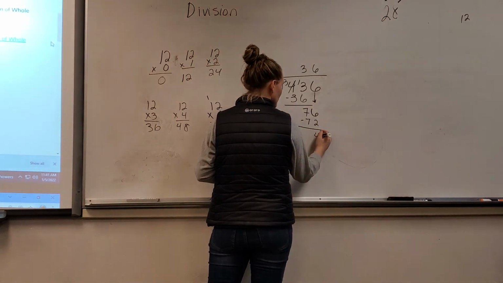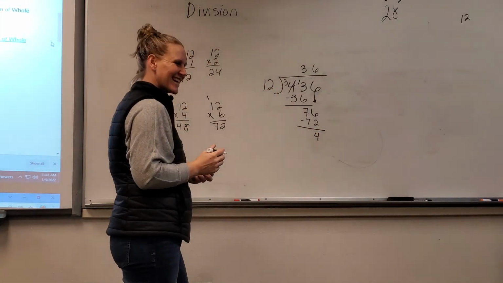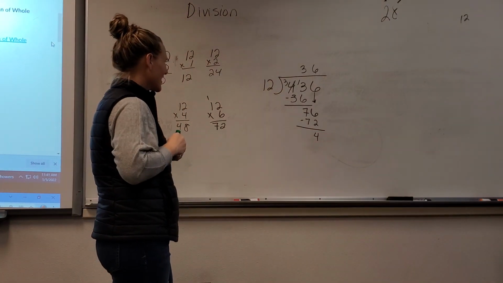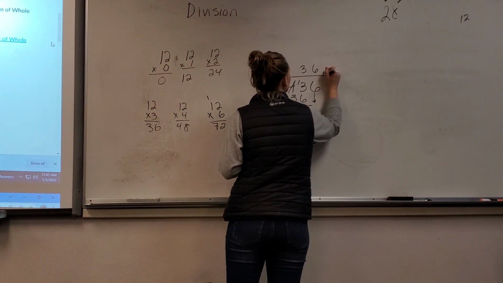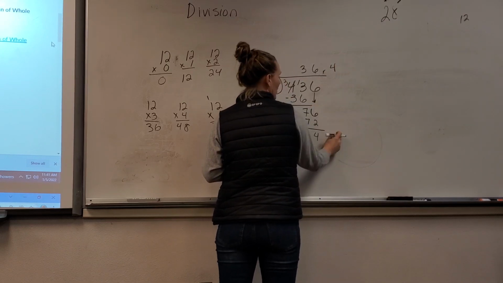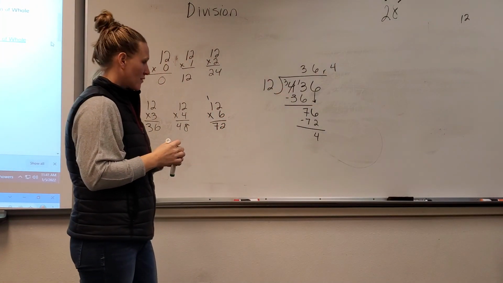6 minus 2, and that's the remainder. And that's your 36, remainder of 4. Good. 36 remainder 4, because I have no more numbers left, and that's what's left over.